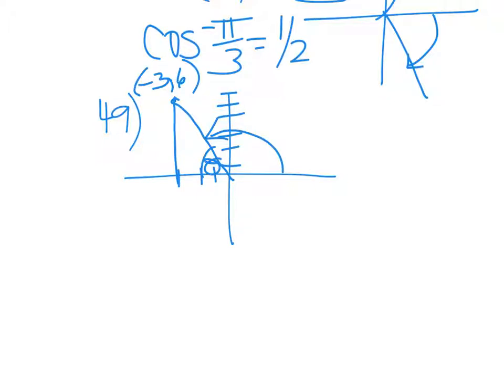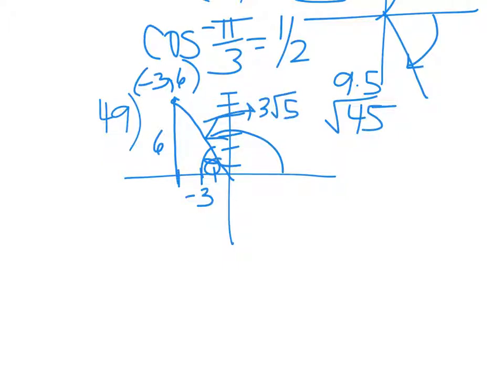So -3 is this side. 6 is that side. What's the hypotenuse? It would be just 9 plus 36, rad 45. But you need to rationalize that. This is 9 times 5. So our hypotenuse is 3 rad 5.